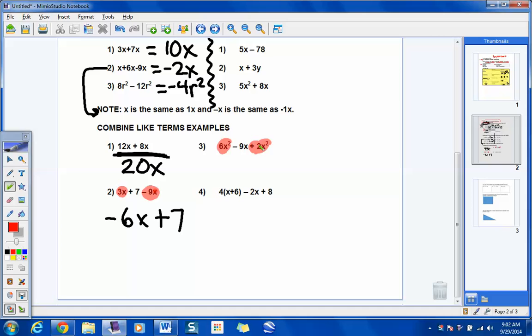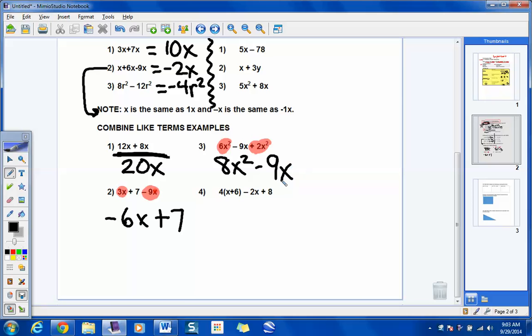Well, help me out. 6x squared, 2x squared, both are positive. What's that simplify to? 8x squared. So what's this going to look like in simplified form, everybody? 8x squared, and then minus 9x.